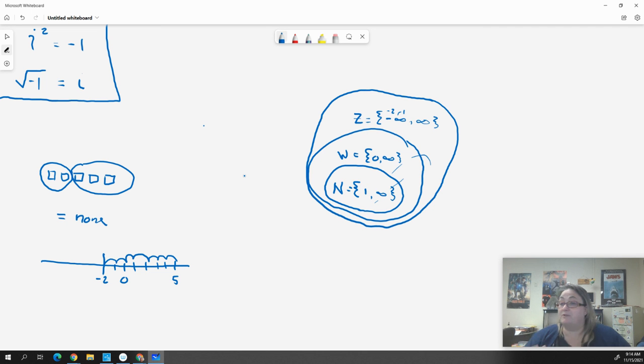Now we got the whole numbers. They start at 0, they go for infinity. Now we've got these integers. Well, they're still the counting numbers. They still go for infinity, but now they go for infinity in the positive direction and the negative direction.